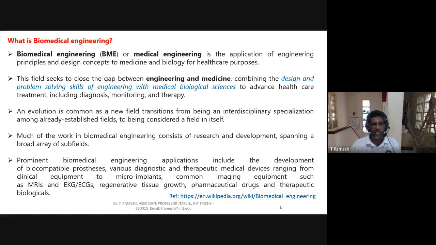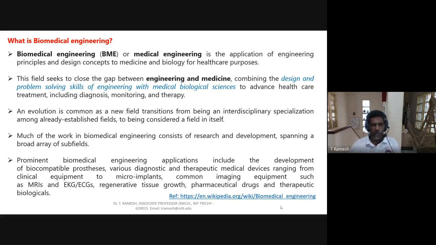An evolution is common as a new field transitions from being an interdisciplinary specialization among already established fields to being considered a field in itself. So much of the work in biomedical engineering consists of research and development spanning a broad array of subfields. What are the subfields we have?